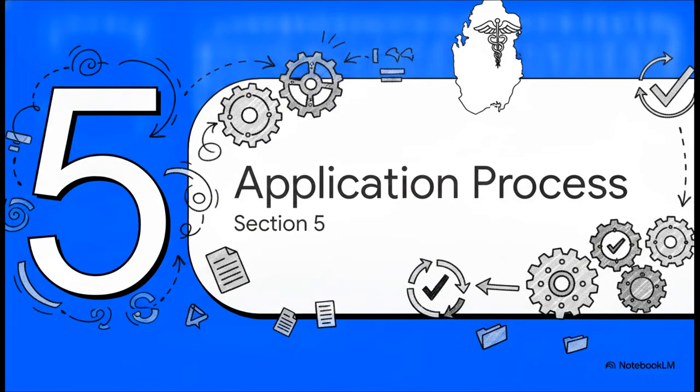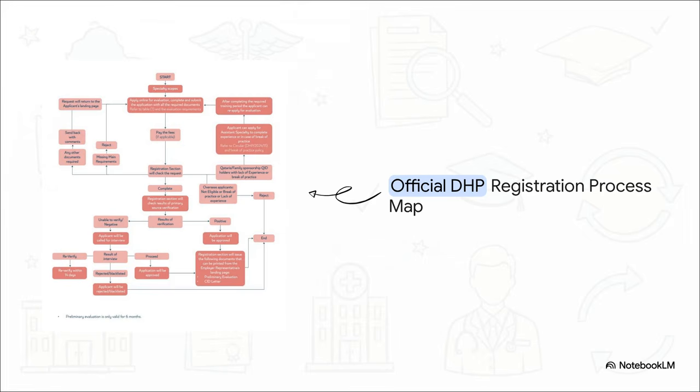All right, we know our pathways now. Let's move to Section 5, the application process. The DHP has an official registration and evaluation process map. Think of it as your ultimate roadmap for navigating their online portal, which is known as Sharian. Essentially, it outlines a very strict sequence of events. You apply online, you pay your fees, the registration section reviews your request, and then you undergo what's called Primary Source Verification, or PSV, where a third party independently verifies that all your medical credentials are real and valid.